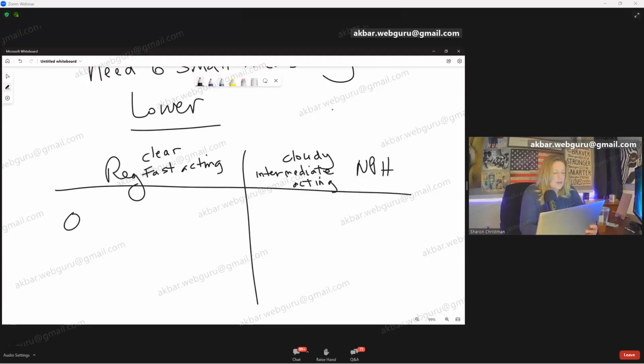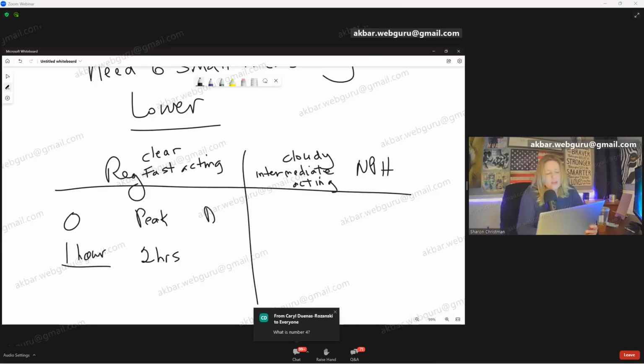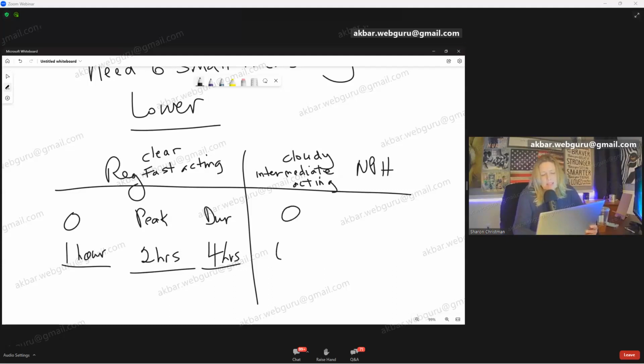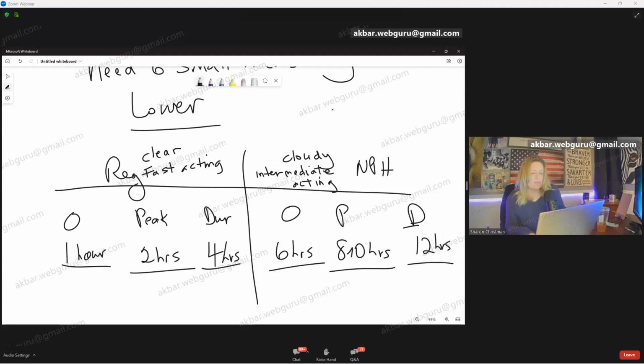All right, the onset of regular insulin is 1 hour. The peak is 2 hours, and the duration is 4 hours. For NPH, the onset is 6 hours. The peak is 8 to 10 hours, and the duration is 12 hours. Now, do you see the pattern there? 1, 2, 4, 6, 8, 10, 12. I hope you see the pattern there.